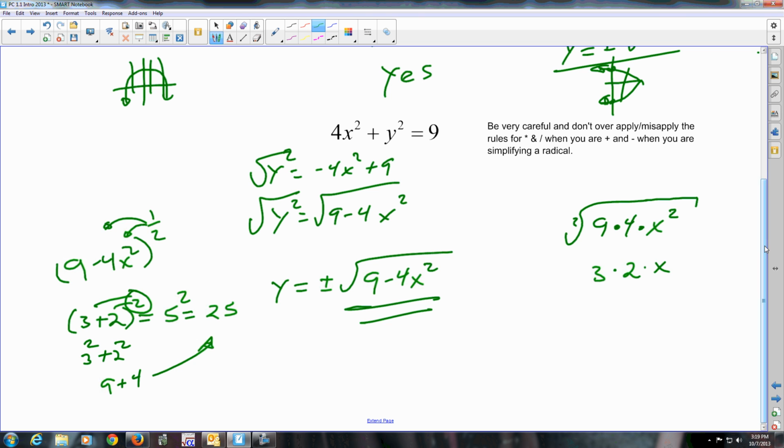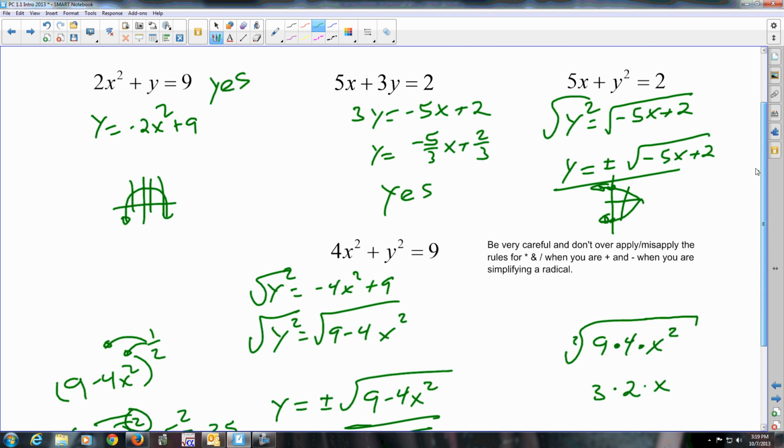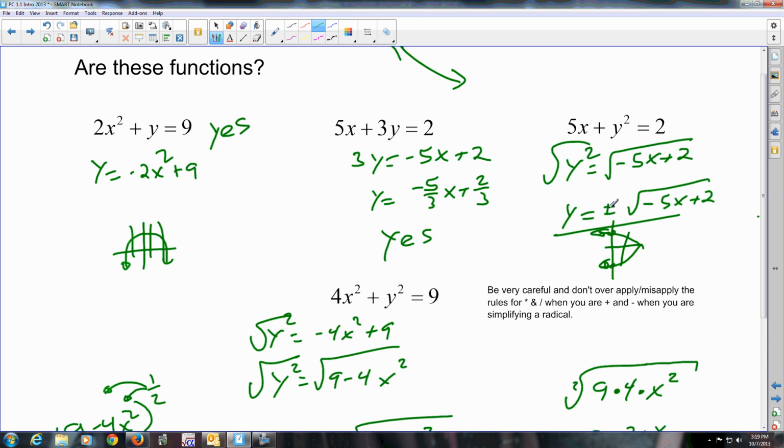In fact, as I was writing this one, I realized I forgot to mention something back up on this one. When you go to graph this in your calculator, you have to enter 2 equations. On one line, you enter the positive, and on the other the negative, of the square root of negative 5x plus 2. That's how you type in the plus and the minus. You have to type in 2 different equations to get it to show up.